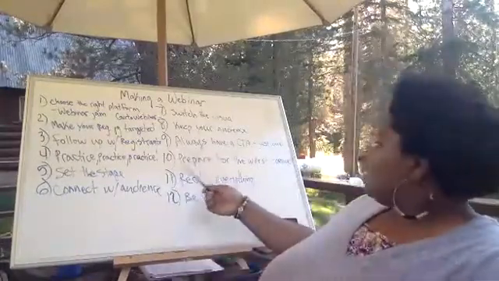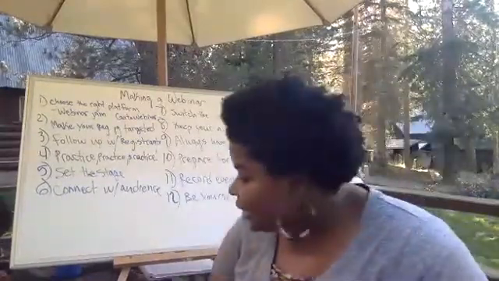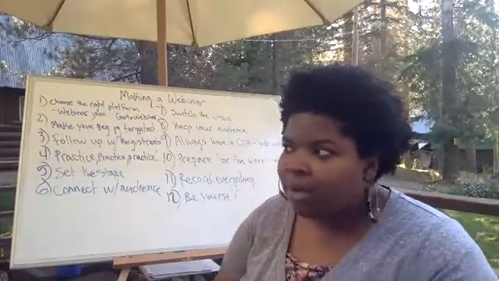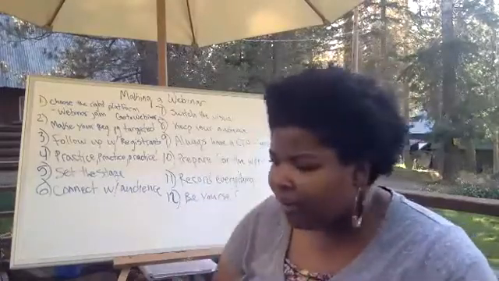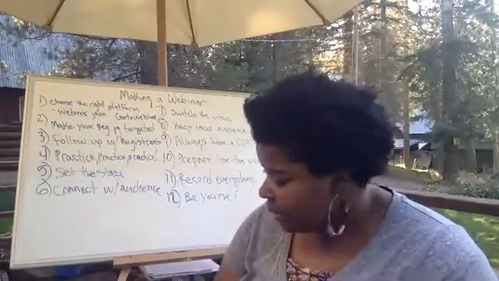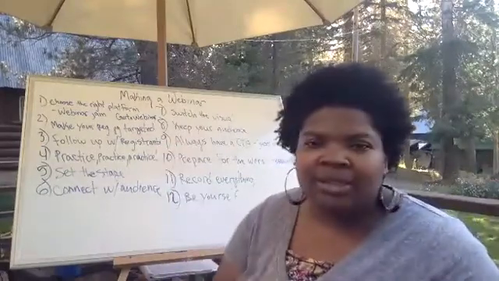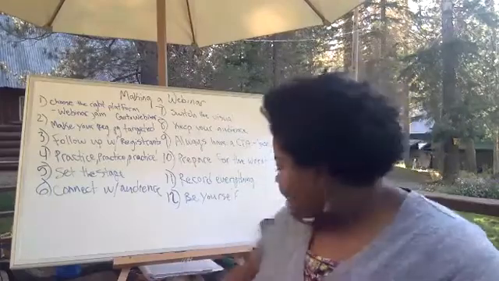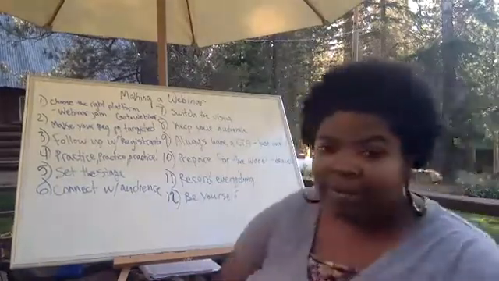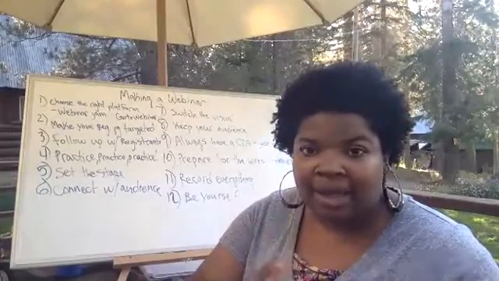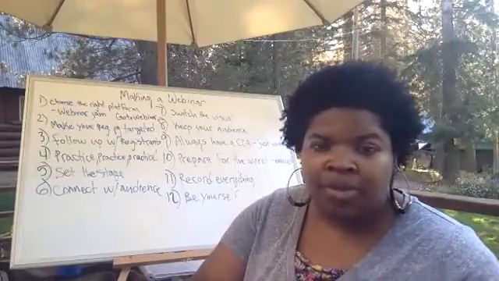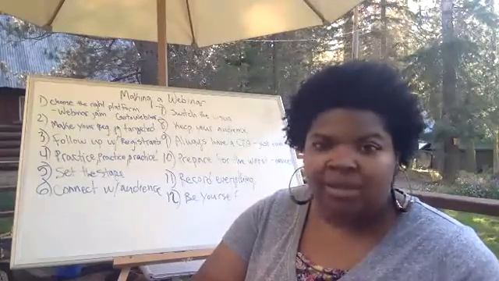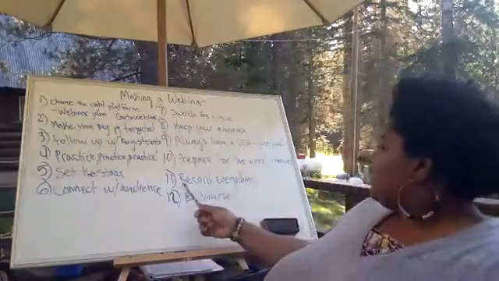Number 10 is prepare for the worst. I suggest that you have multiple devices so that you don't have to worry if your internet goes out or if you have some issues with your connection. Have another device that you can use that doesn't take up as much bandwidth. I have my cell phone and I can access the internet via my cell phone. But you can use a tablet, an iPad, anything that can connect to the internet.